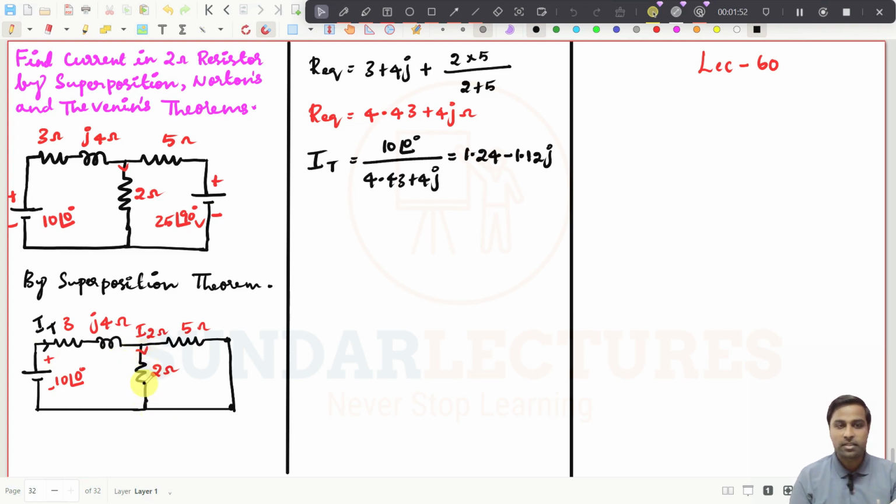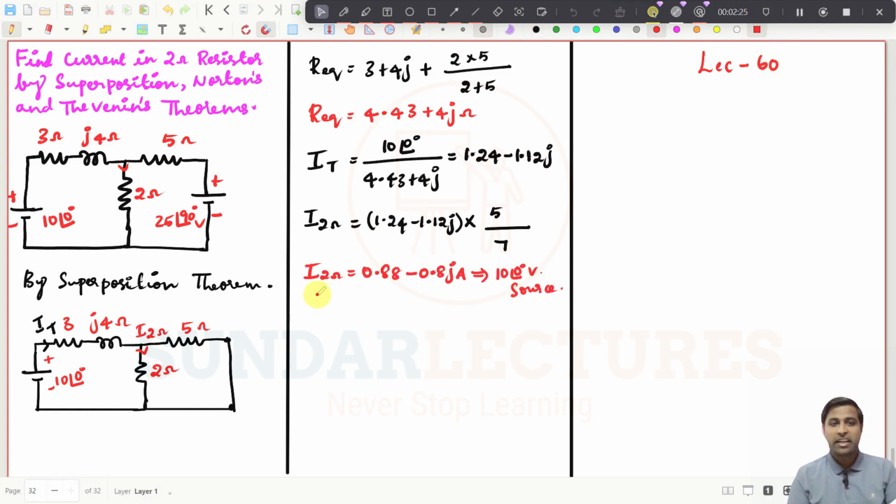If I want to find this current now, I through 2 ohms can be written as, see, I know the total current, that is 1.24 minus 1.12j, times the opposite side resistor divided by the total resistor 7 ohms. It is simple now because this is the current division rule. We are just applying the current division rule, right? So you have to do this one. If I simplify this, I am getting I through 2 ohms as 0.88 minus 0.8j amperes. This is by the 10 volt source, right?